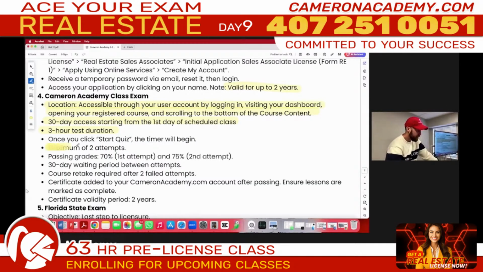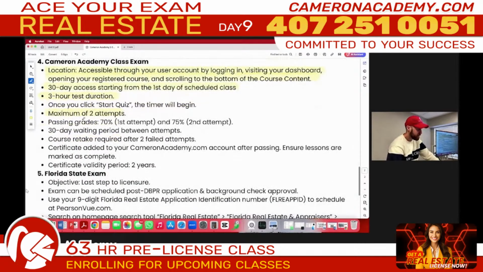You have maximum how many attempts? 2 attempts. Your passing grade on your first attempt, which should be your only attempt, is 70% or higher. If you don't pass, you have to wait 30 days for your second attempt. You have up to a year, but you have to wait for 30 days to pass. If you don't pass on your second attempt, you've got to retake the course. I'll see you right back here. Don't let it happen to you, please.